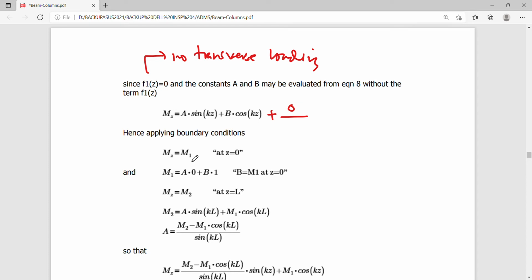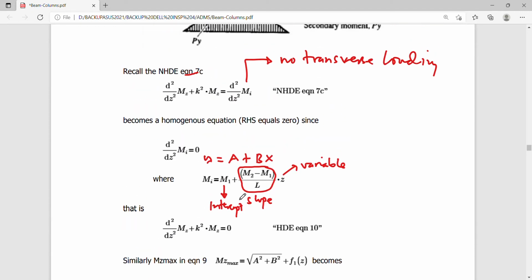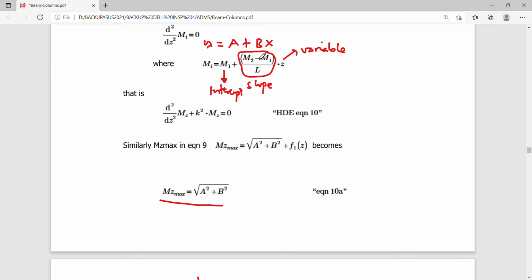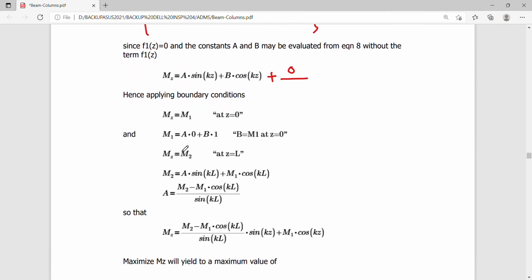Hence, applying the boundary conditions in this simpler moment equation, we take note that at boundary z equals 0, your Mz is simply equal to M1. And if we look into the moment equation that we have derived here, our moment equation M1, which is a function of your a plus bx here, we now apply again the boundary conditions wherein the value of b is equal to M1 at z equals 0.